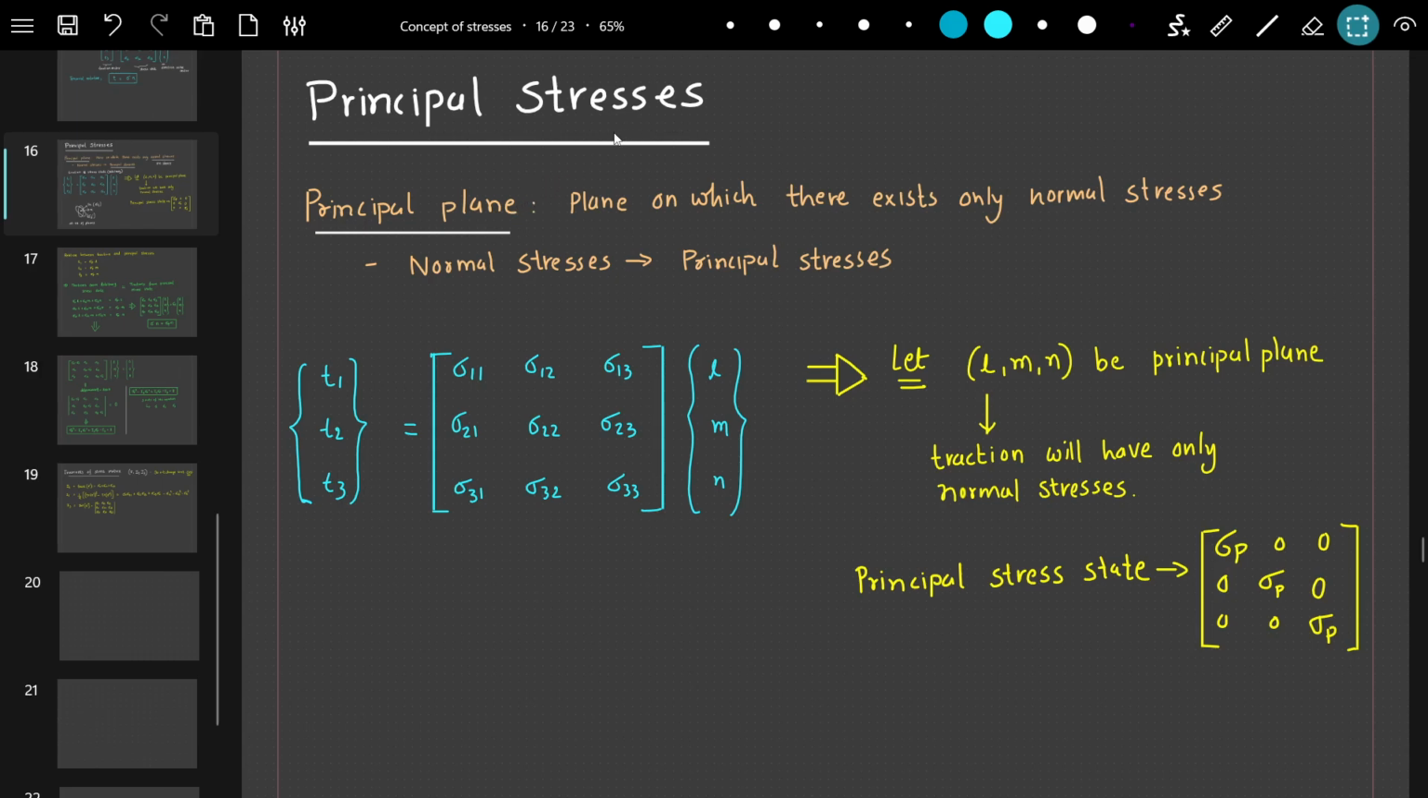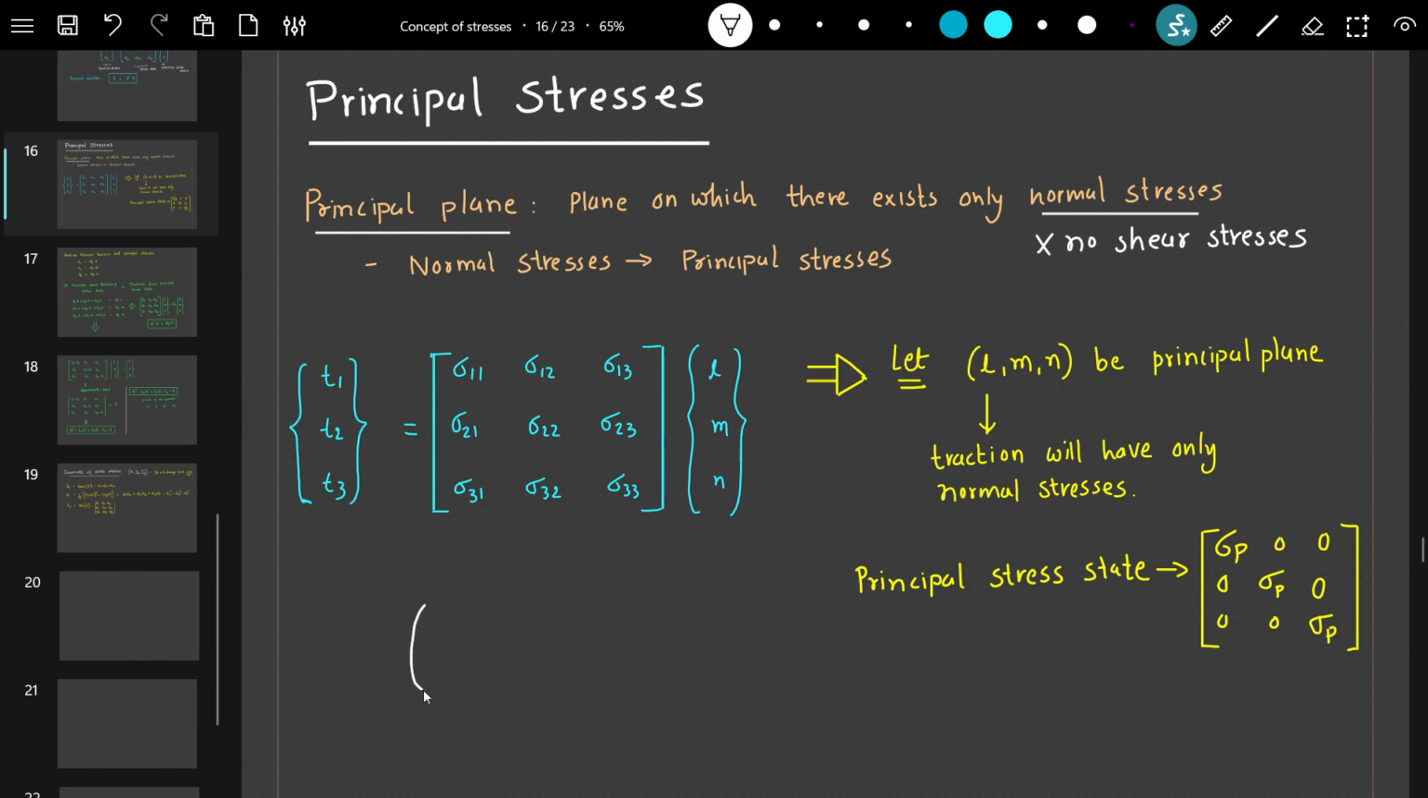Let's discuss principal stresses. Before that, what is a principal plane? It is the plane on which there exist only normal stresses. That means no shear stresses. And these normal stresses are called principal stresses. So let's try to understand this.